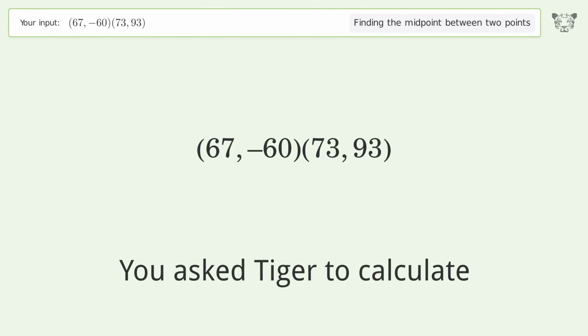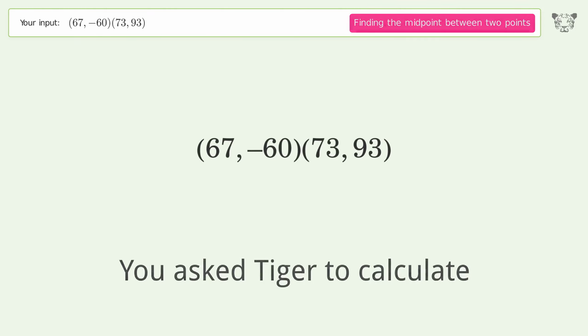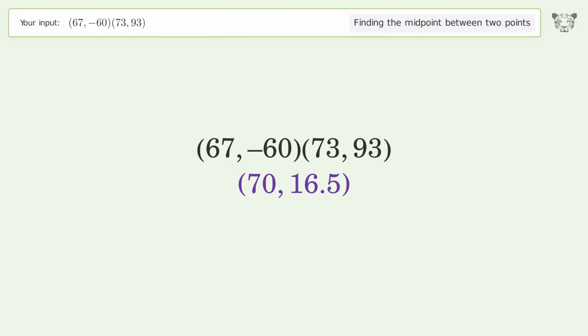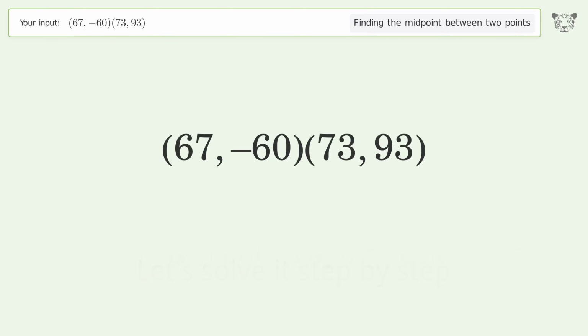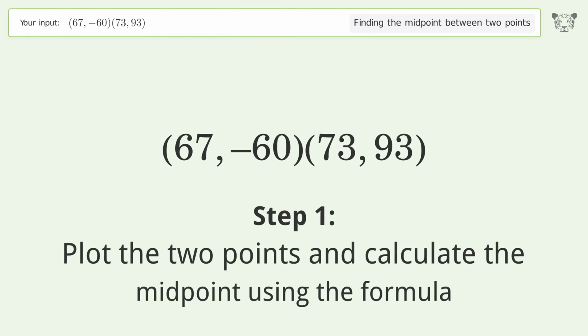You ask Tiger to calculate. This deals with finding the midpoint between 2 points. The midpoint between the 2 points is 70, 16.5. Let's solve it step by step. Plot the 2 points and calculate the midpoint using the formula.